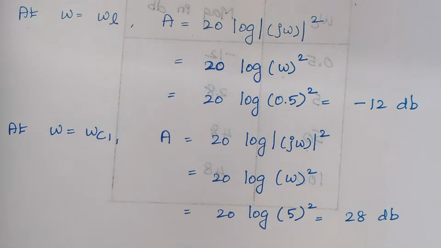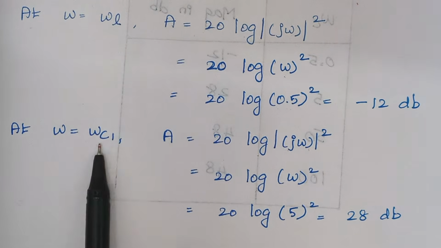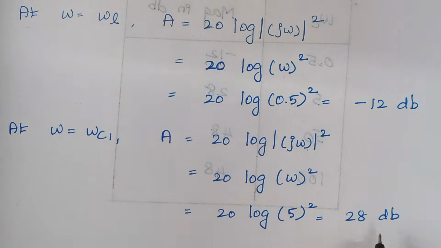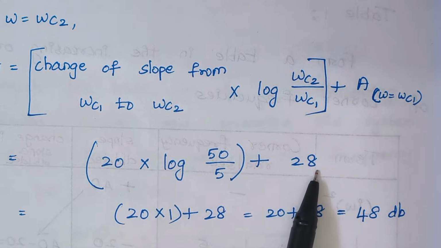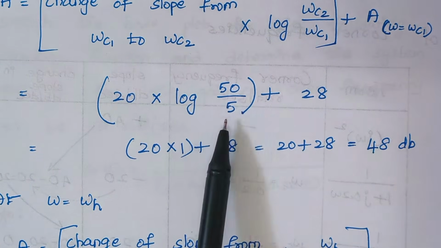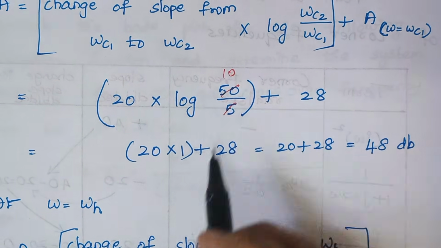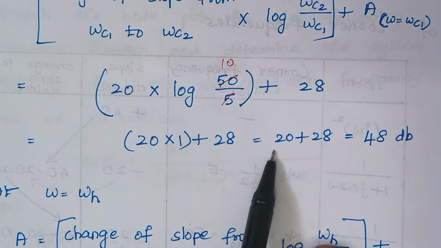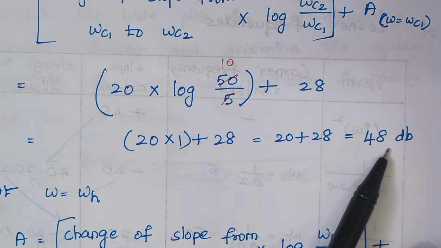You see, what is the value of A when omega equal to omega C1? When omega equal to omega C1, the value of A is 28 dB. We have to substitute this one. So when you substitute the value as 28 and solve, you see log of 50 by 5, these two cancel each other and we get 10. So log 10 is nothing but 1. So 20 into 1 plus 28, this gives you 20 plus 28, which is equal to 48 dB, right?